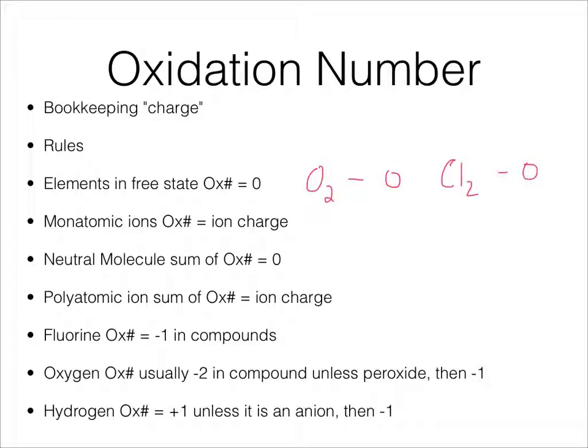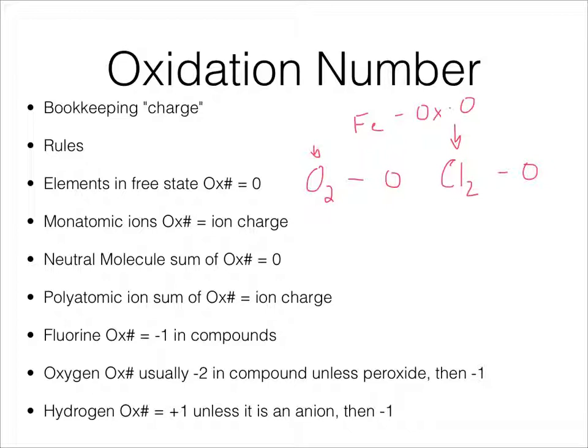And that actually goes for both atoms present in these diatomics. Both oxygens have an oxidation state of 0. Both chlorines have an oxidation state of 0. It's not just for your anions. For example, if I had iron, that would have an oxidation state of 0. Okay? So, that's the first one. Elements in a free state have an oxidation number of 0.